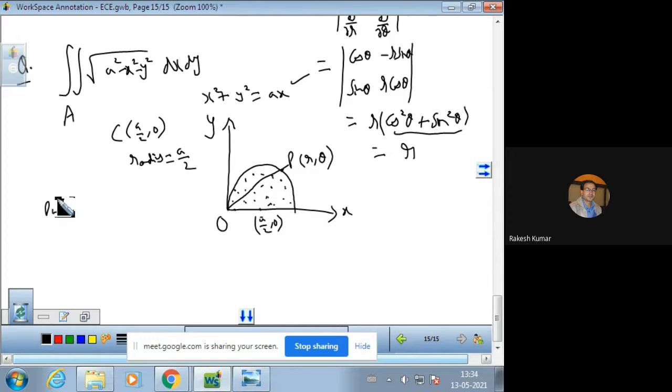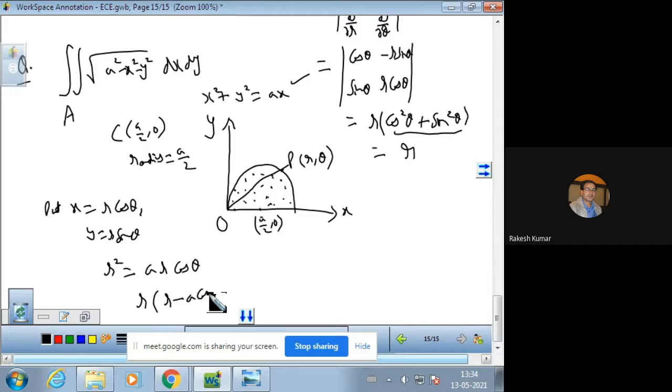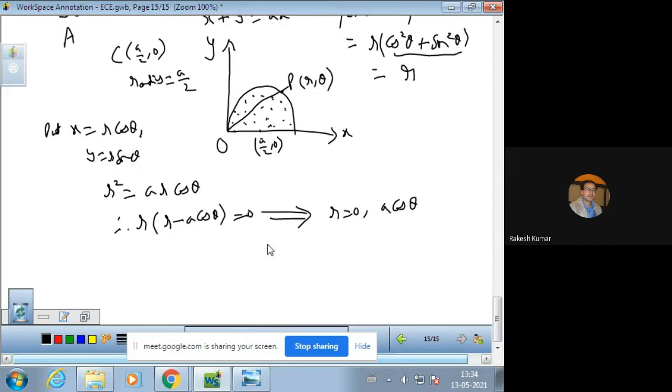So changing it into polar, we have to put x is equal to r cos theta, y is equal to r sin theta, and you will have x square plus y square is always r square, a x is a r cos theta, and your equation comes out to be r into r minus a cos theta is equal to 0. So this implies r is 0 or a cos theta. So these are the limits of r because we require the limits of r and theta.